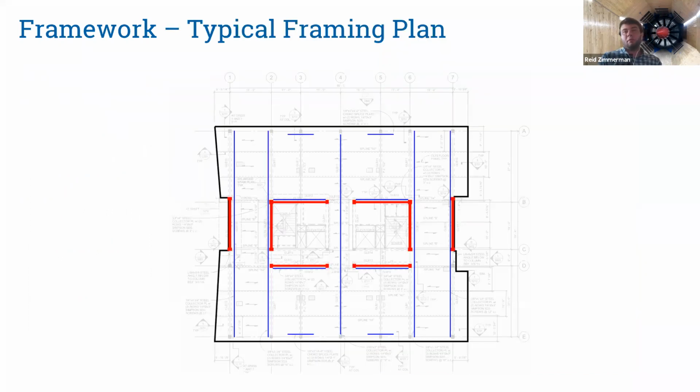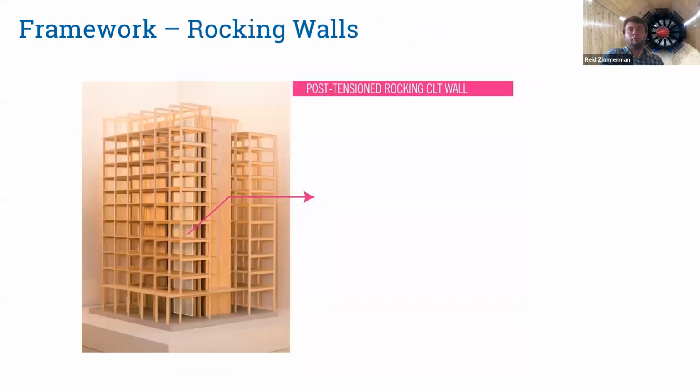So this is a typical framing plan for framework. In red, you're seeing all of the CLT rocking walls, and as we commonly see as mass timber lateral force resistance systems go taller, we're trying to concentrate those elements around the vertical circulation area, so the stairs and the elevators. And you're starting to see the creation of a core configuration, even though it wasn't to the degree that we pursued for Catalyst. And then in blue is just showing chords and collectors.